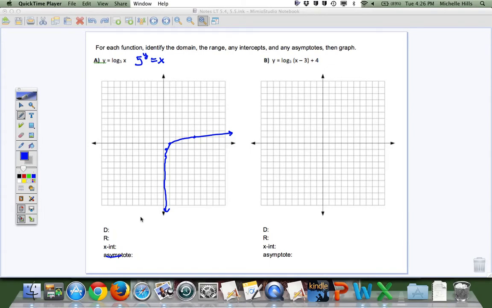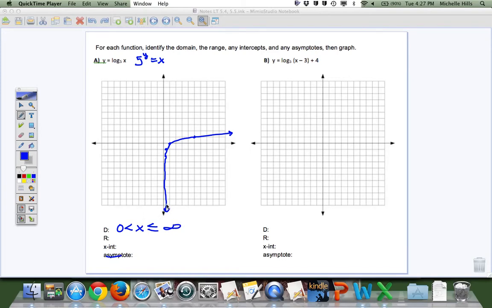Domain is all of the x values of this curve. Now, it never ever actually touches the y-axis. So the left side of this is 0 is less than x. But it continues forever in the positive direction, so is less than or equal to positive infinity. We're going to write these in what is called interval notation instead of just writing x is greater than 0.